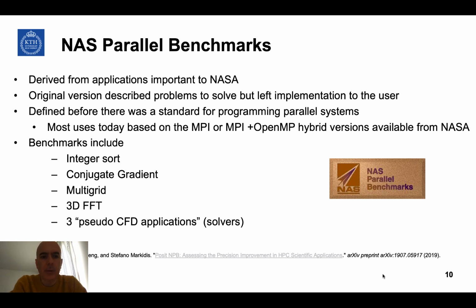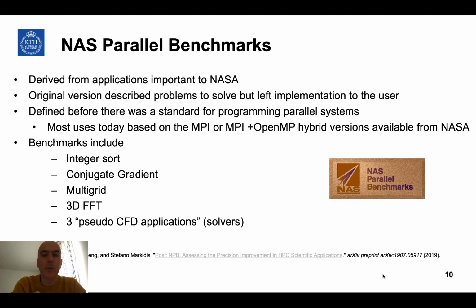Today, NASA provides a standard implementation both in MPI and MPI plus OpenMP, but many different versions are actually available. This benchmark collection includes the sorting of integers. It includes the conjugate gradient, which we also saw in the HPCG. It also includes a multigrid, which is also included in the HPCG. And the solution of a PDE using 3D FFT.